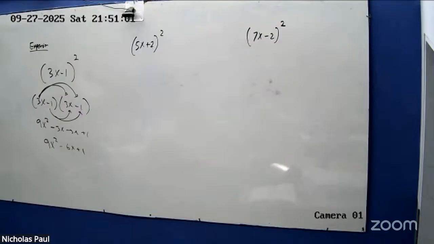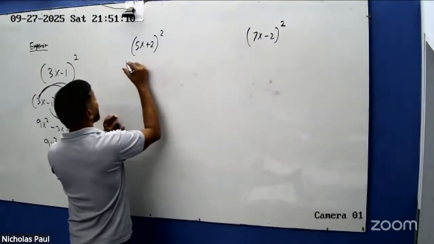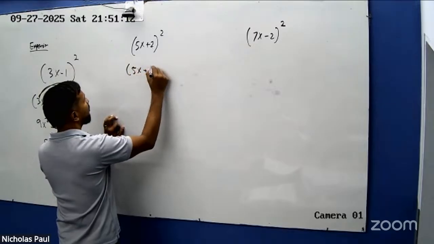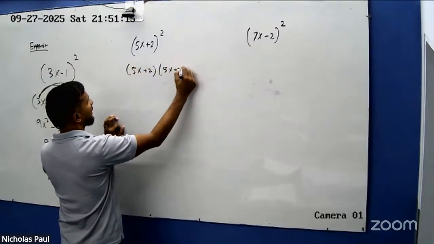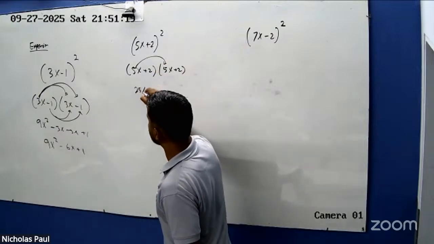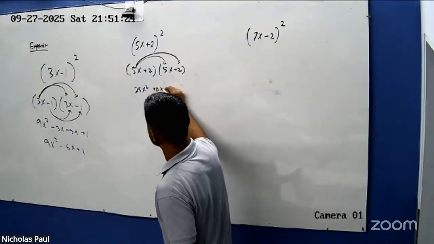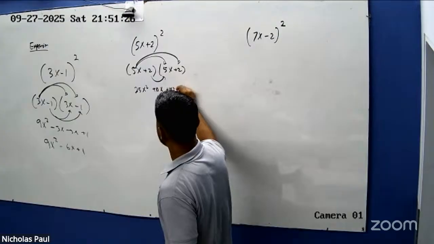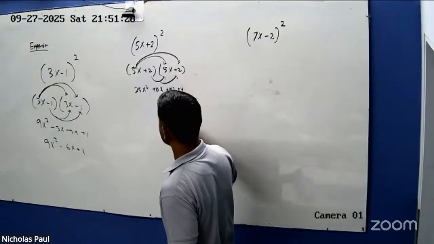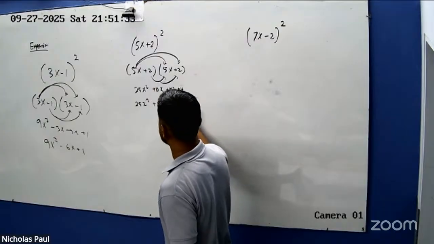Sorry. Nice. So we end up with what? We end up with 5x plus 2, 5x plus 2, right? When you multiply it out, you'll get 25x squared plus 10x plus 10x plus 4. So I have 25x squared plus 20x plus 4.